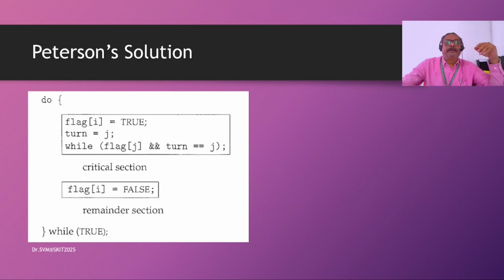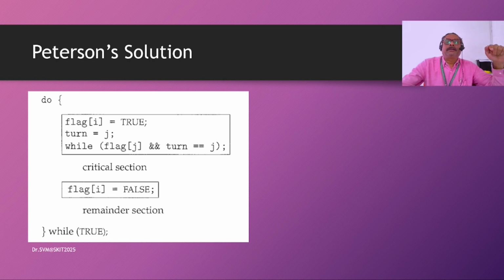On the other side, the same thing is written, but the only thing is flag J equal to true. Now it says turn equal to I. But what happens is, who executes this turn equal to, the sequence of executions. If process I is executing, then it says turn equal to J, and if process J is executing, it says turn equal to I. Then who executes these lines first?